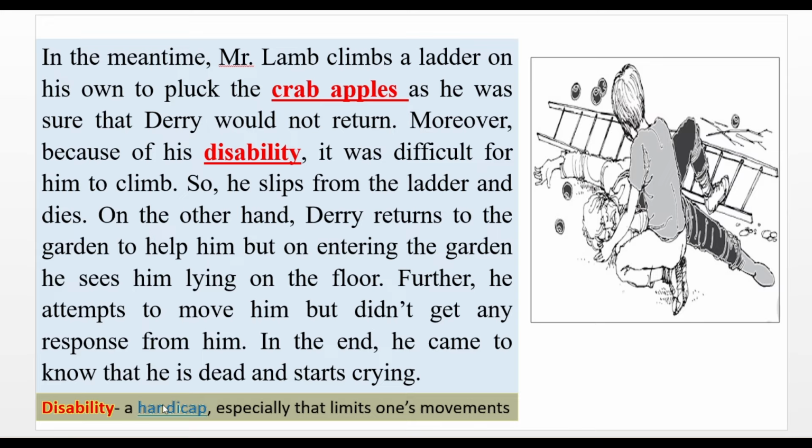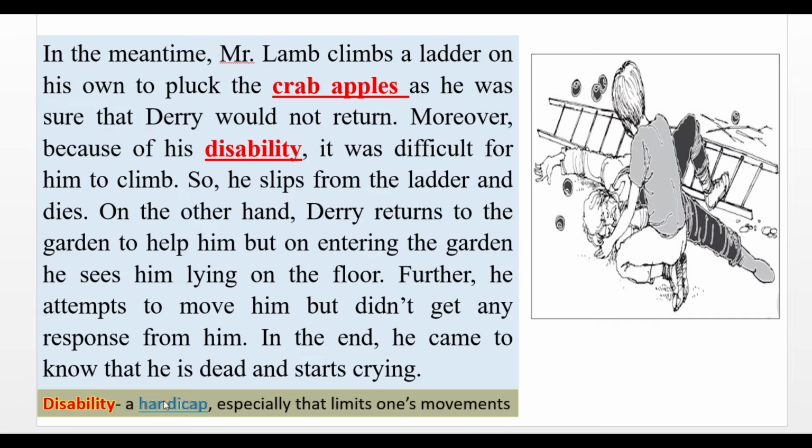So what happens? He slips from the ladder and dies. On the other hand, Mr. Derry returns to the garden to help him, but on entering the garden, he sees him lying on the floor. The floor means on the ground of that particular garden. Further, he attempts to move him, but does not get any response from him. That means Mr. Derry tries to move him, to check whether he is all right, but does not get any response. In the end, what happens? He comes to know that he's dead and starts crying. Finally, Mr. Derry comes to know that the old man, Mr. Lamb, is dead, and he starts weeping.